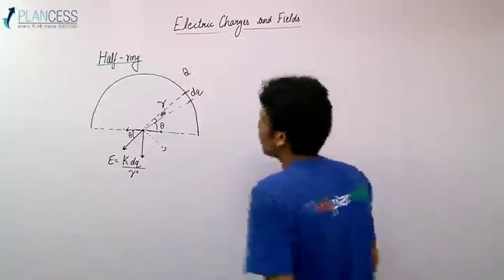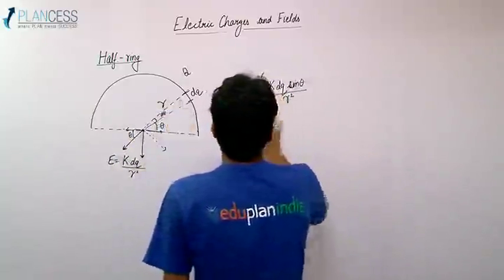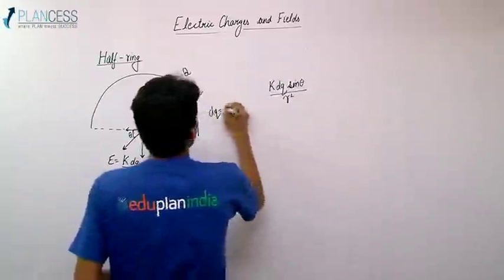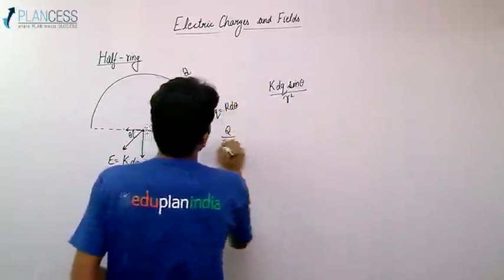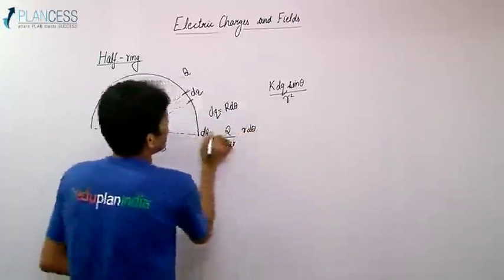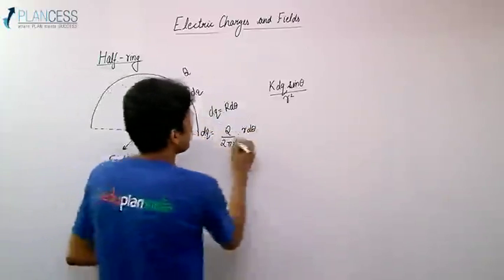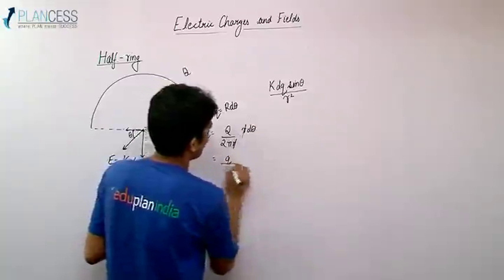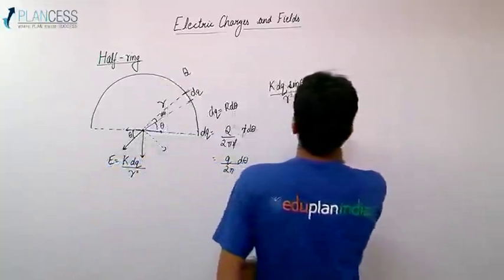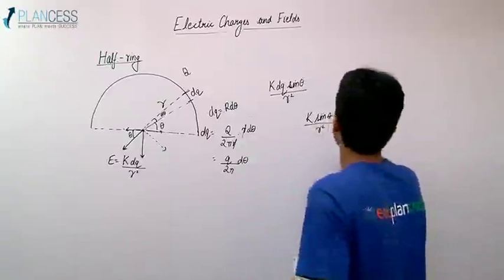This is the electric field in this direction by this element, so let's integrate it. Firstly, let's convert this dq. We all know that dq can be written as charge per unit length into the length, so q upon 2 pi r into r d theta is the formula for dq. So r d theta gets cancelled out, and it would be q upon 2 pi into d theta. So let's write it down here. It would be k sine theta upon r square into q d theta by 2 pi.